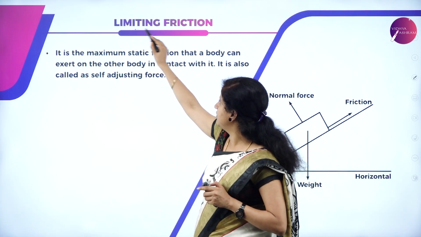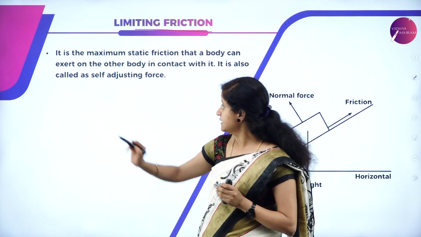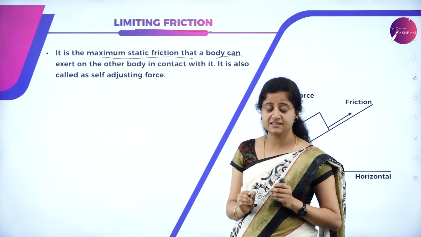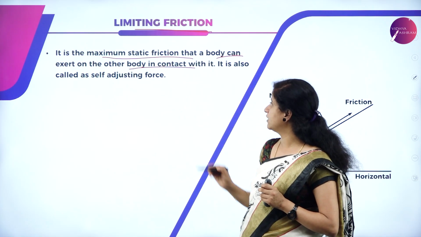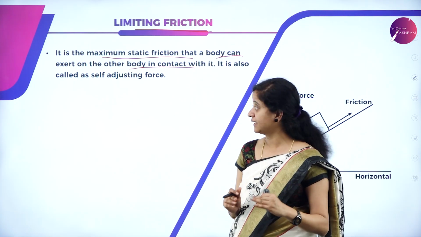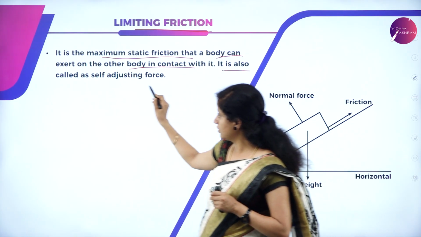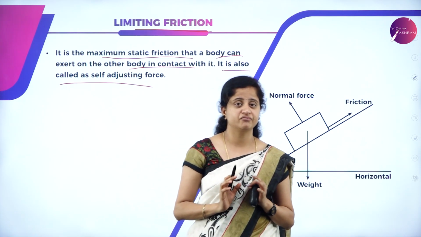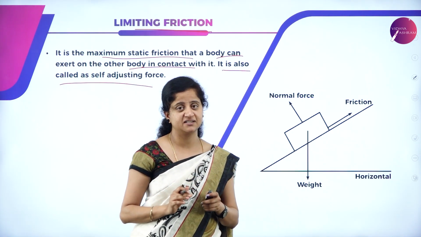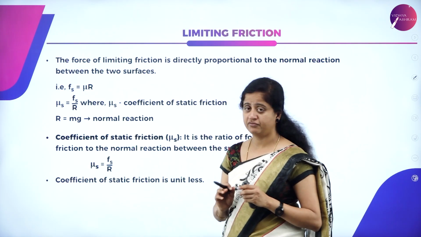So next we have limiting friction. What is the meaning of limiting friction? It is the maximum static friction that a body can exert on another body in contact with it. It is also called a self-adjusting force. So it's one of the important types of friction.